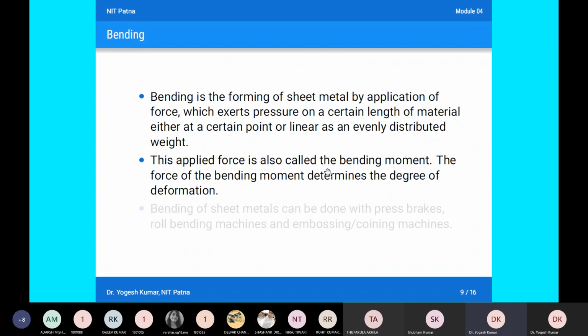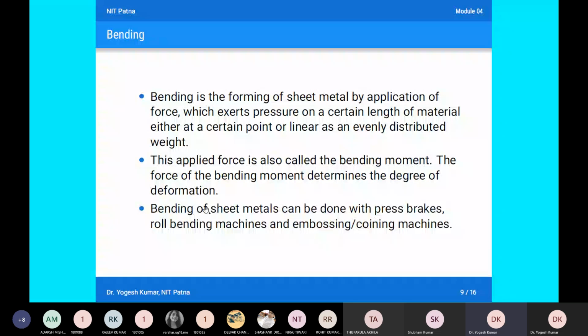Okay, and this bending of sheet metals is done with the help of press brakes. If you google the term press brake, you will find large machines which are capable of deforming sheets of very large dimensions. This is generally done with the help of press brakes, roll bending machines, embossing or coining machines.